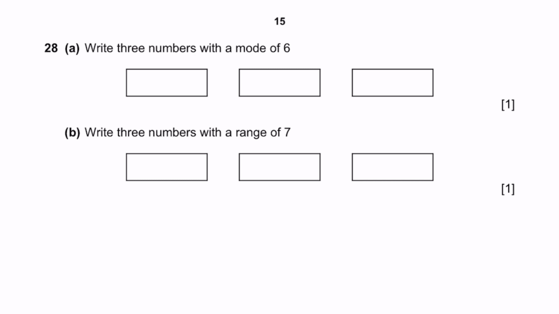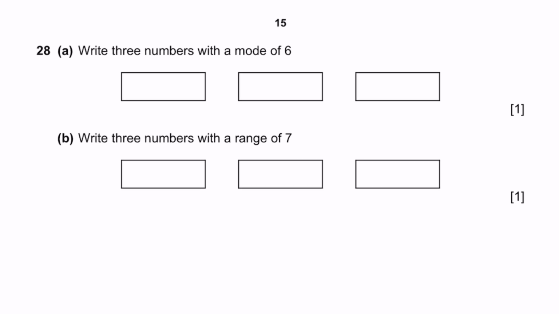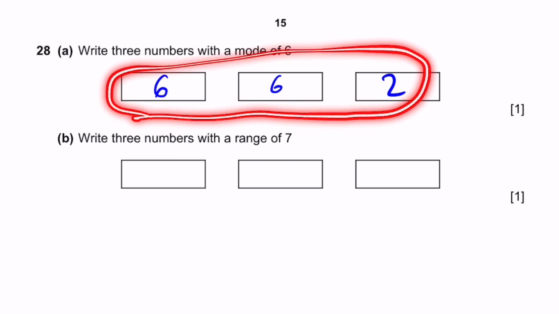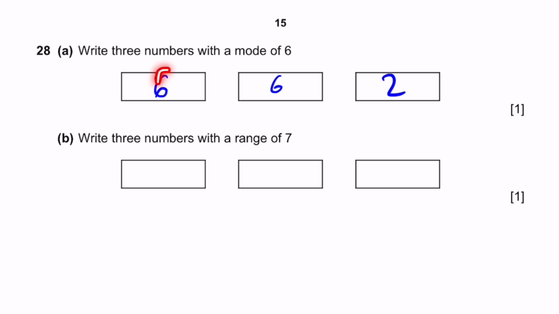Question 28. A. Write three numbers with a mode of 6. So three numbers with a mode of 6 are simply, for example, 6, 6, and 2. How? Because the mode means the most frequently repeated number. And over here there are three numbers, so at least two of them should be 6. So 6 and 6, and the third number can be any number. It can even be a 6 or it can be any other number. For example, writing 2 is also sufficient.